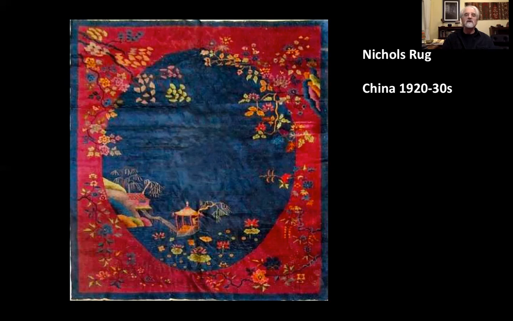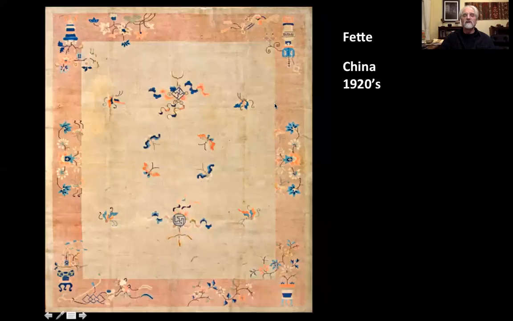So we call these Art Deco Chinese, and this particular type was from the Nichols Company. And the other group, the Fette Company, made a somewhat more subdued version of again, a patterning that reflects Chinese symbols, but wouldn't have been done by traditional Chinese weaving.